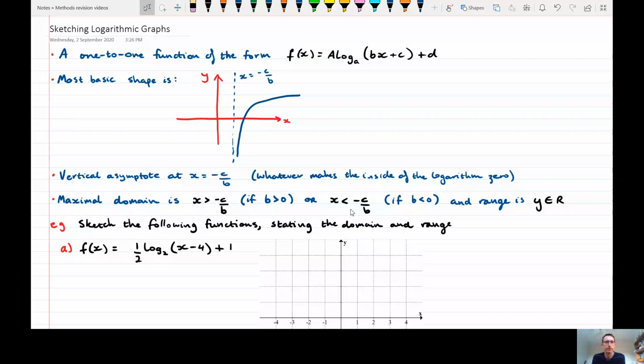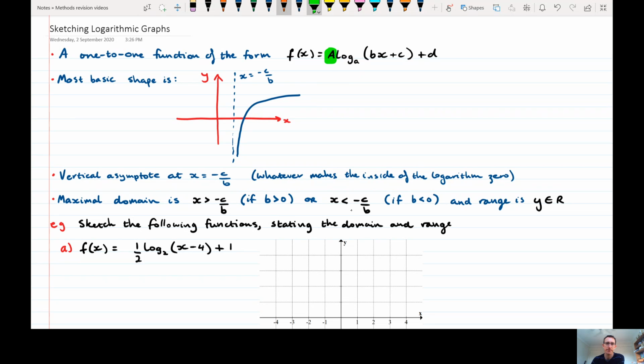Okay, so for this video, we're going to be looking at how to sketch logarithmic graphs. Just like their cousins, exponentials, they are one-to-one functions and they have the form written there. This little value of a down here is, of course, the base of the logarithm, and all the others, a, b, and c, and d, are all transformations of some kind. So let's have a look at what is what.